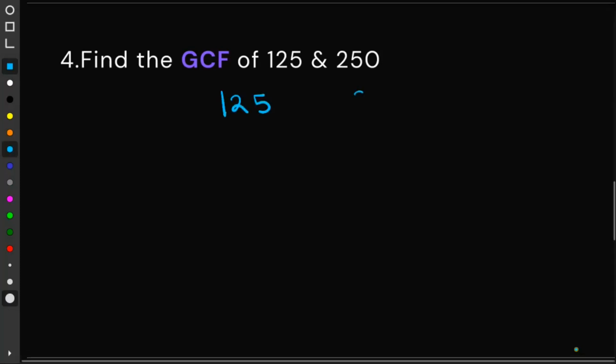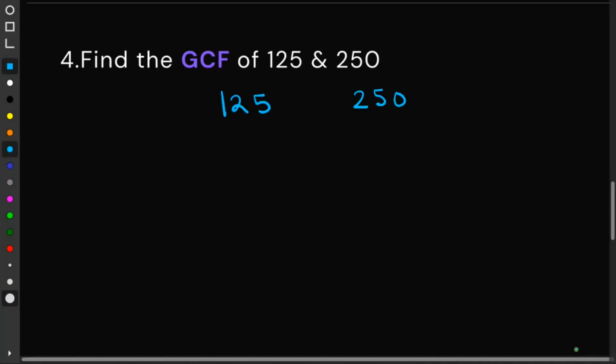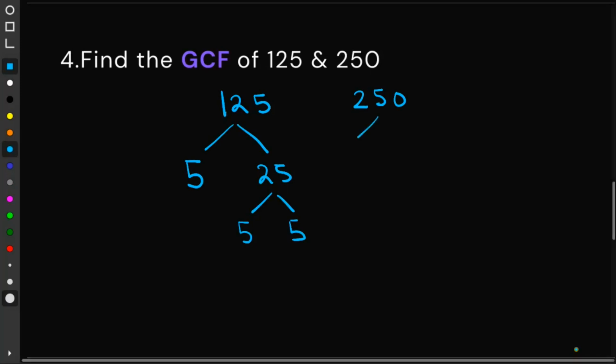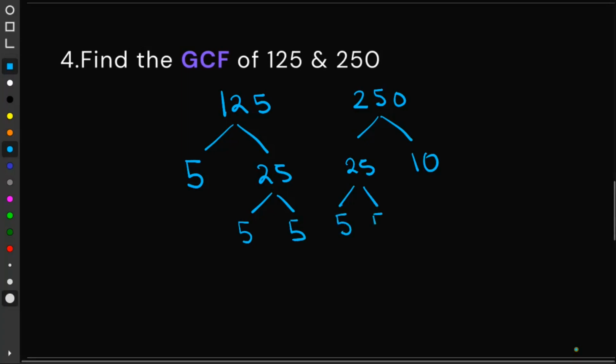125 and 250. So for 125, we can factor this out as 5 and 25, wherein 25 is simply 5 and 5, since 25 is equal to 5 squared. For 250, since it ends in 0, we can factor this out as 25 and 10, which would give us 5 and 5, as well as 2 and 5.